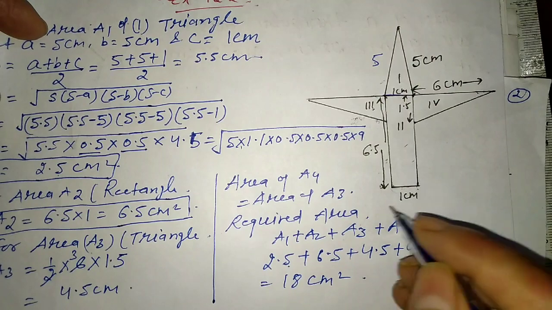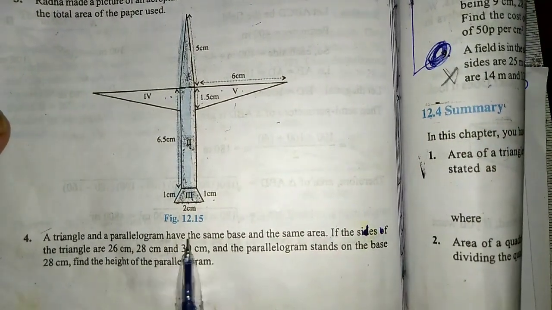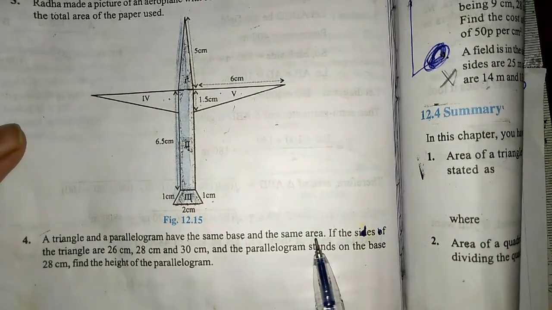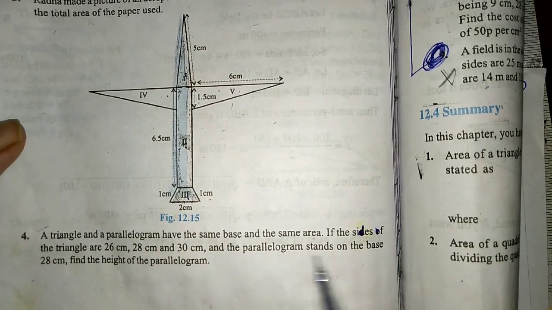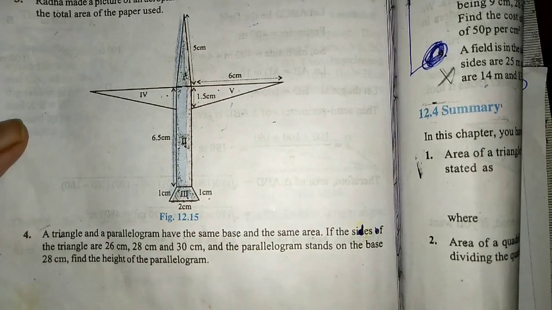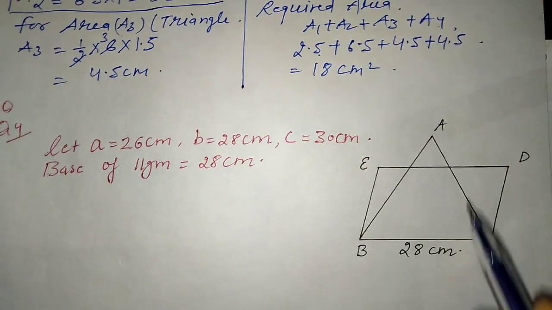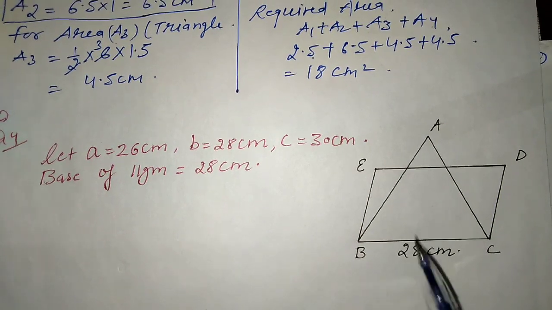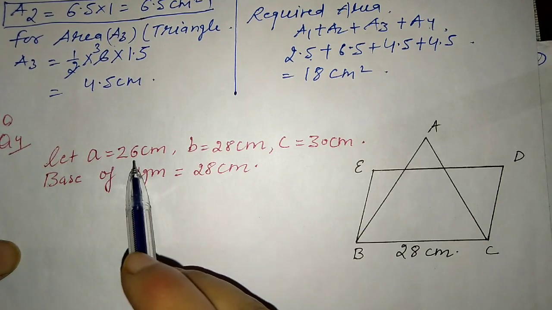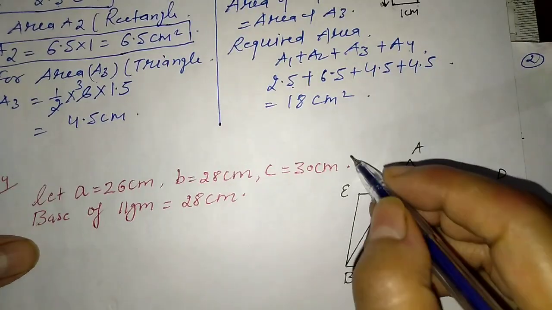Right now we are not doing this part. Now the next question, number 4, is here. A triangle and a parallelogram have the same base and the same area. If the sides of the triangle are these, and the parallelogram stands on the base 28 centimeter, find the height of the parallelogram. So the figure will be like this. This is a triangle ABC and this is a parallelogram on the same base BC, that is 28 centimeter. Let the sides of the triangle be given. Let A is equal to 26, B is equal to 28 and C is equal to 30 for the triangle.